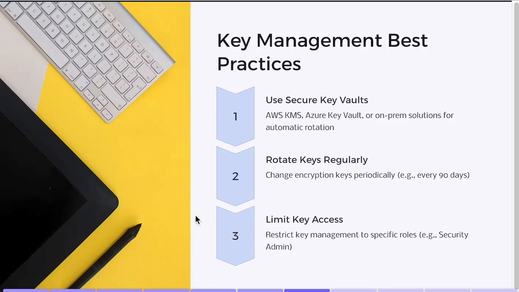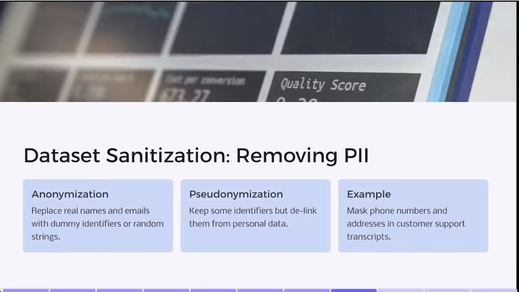Now, the third technique is data sanitization, ensuring no one can identify real people or glean private details from your training data. Anonymization: replacing real names and emails with dummy identifiers or random strings. And pseudonymization: keeping some identifiers but delinking them from personal data. Studies show that re-identification is possible with limited data points if not sufficiently sanitized. So thorough anonymization is essential.